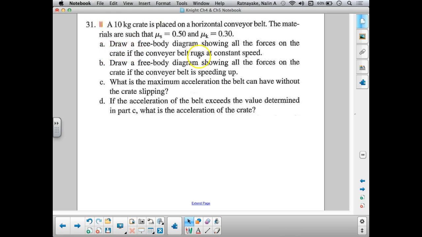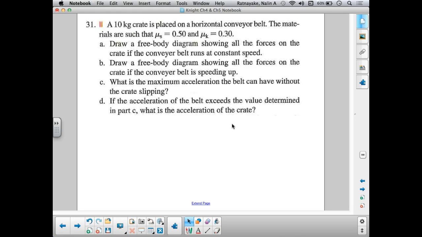We are asked to draw a free body diagram showing all the forces on the crate if the conveyor belt runs at a constant speed. Draw a free body diagram showing all the forces on the crate if the conveyor belt is speeding up. What is the maximum acceleration the belt can have without the crate slipping? And D, if the acceleration of the belt exceeds the value determined in part C, what is the acceleration of the crate? Wow, lots of parts to that problem.